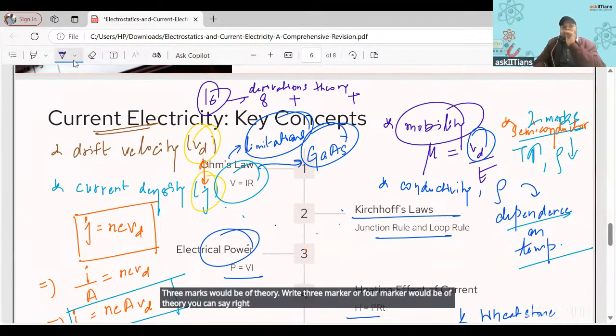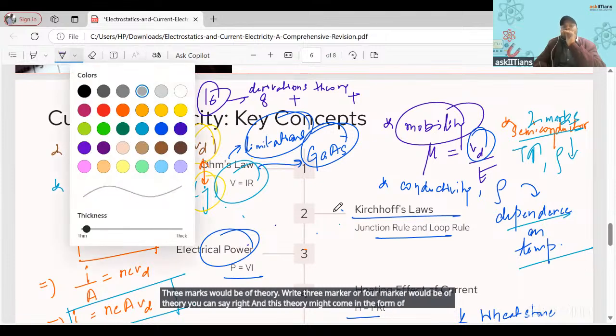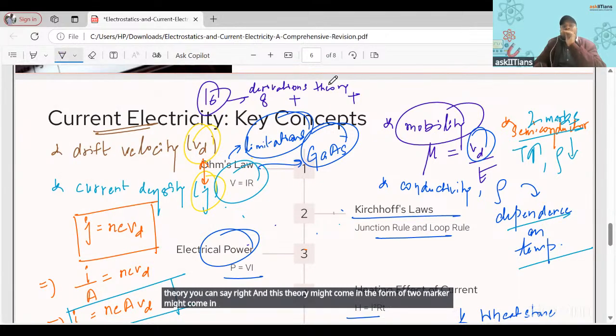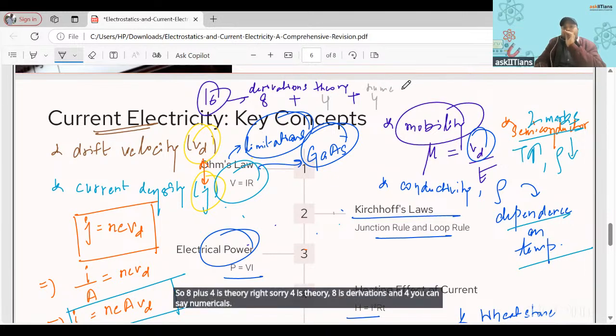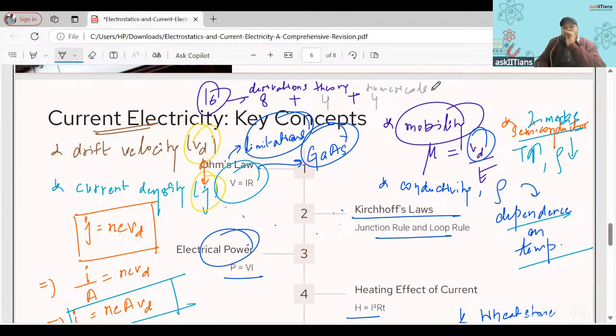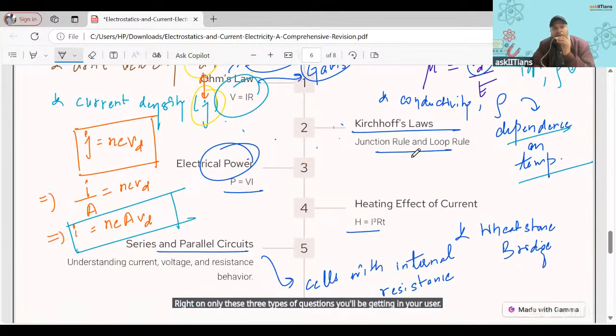This theory might come in the form of a 2 marker, a 3 marker, or even an MCQ. So 4 is theory, 8 is derivations, and 4 you can say numericals. Only these 3 types of questions you'll be getting in your exam, right?